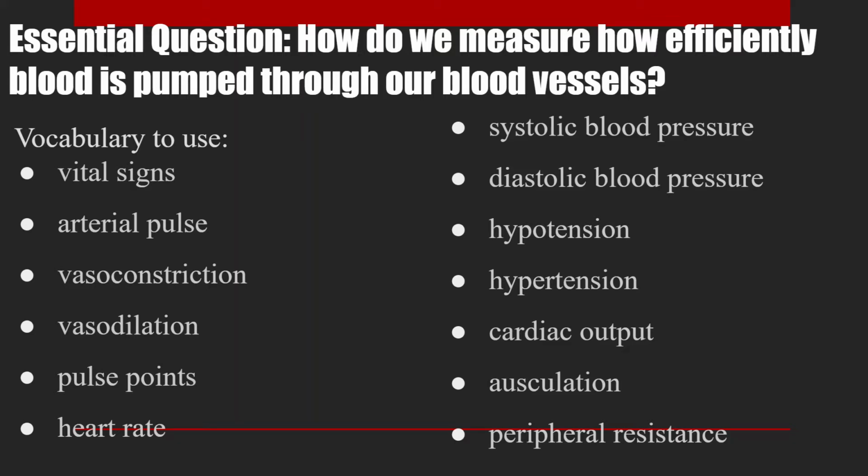Hi, this is the CV5 lecture for Physiology of Circulation. Your question is, how do we measure how efficiently blood is pumped through our blood vessels? See if you can answer this question using these vocabulary by the end of this unit.